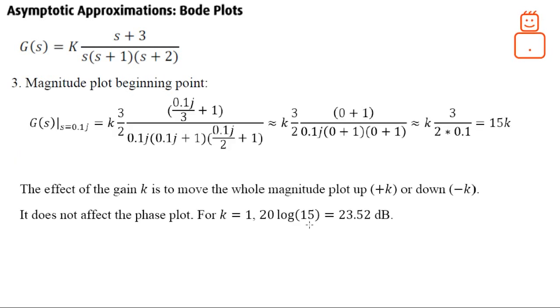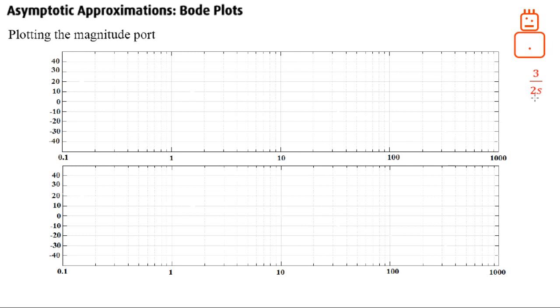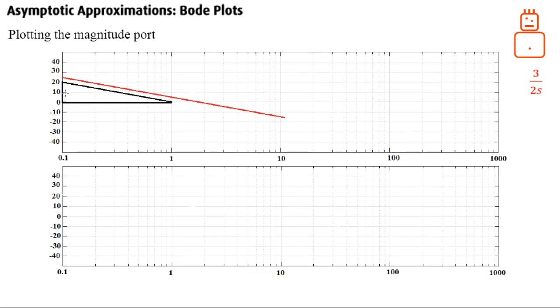So let's start with the first one, which is 3 over 2s. We know it starts from 23.5 with a slope of minus 20 decibel per decade, because we have a pole at the origin. How can we draw the slope here? It's very easy. Since the slope is minus 20, you go down 20 for 1 decade. This is 1 decade here. You can complete the triangle here. This black line will be your slope, so make this a reference for you to draw the red line.